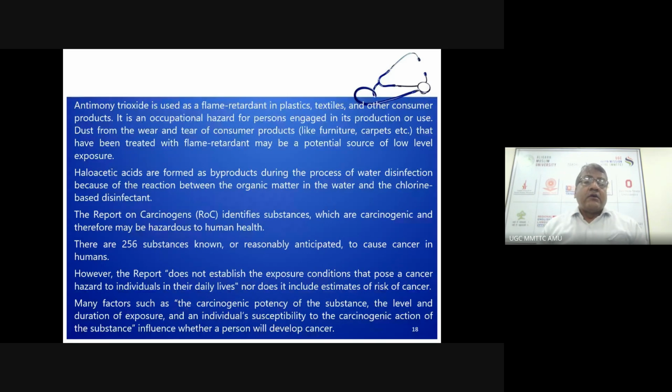The Report on Carcinogens identifies substances which are carcinogenic and therefore may be hazardous to human health. However, the report does not establish the exposure conditions that pose a cancer hazard to individuals in their daily life, nor does it include estimates of cancer risk.